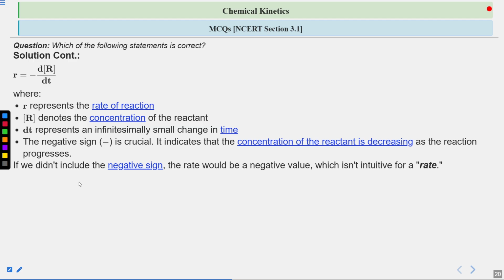No. So we put a negative sign in advance because the concentration is going to decrease. That means the value we get for the change in the concentration of the reactant will be negative. So that negative and this already-put negative will become positive, and our rate will be positive.